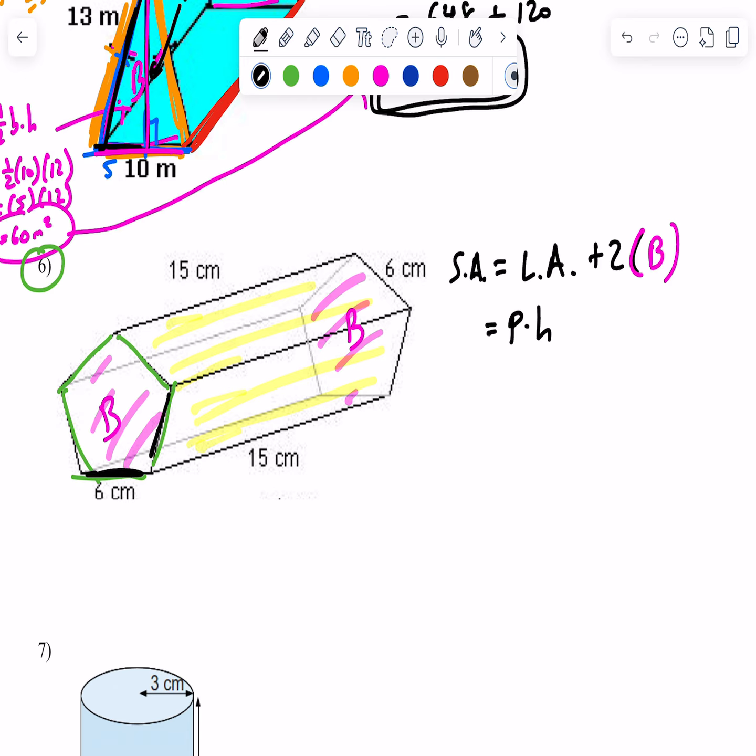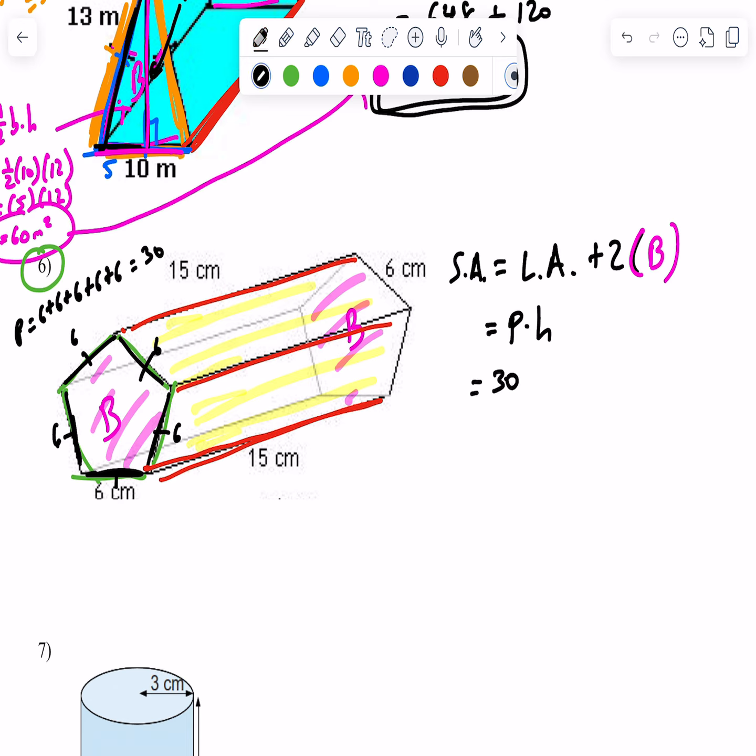So this is 6, 6, right? These are all, remember, we can assume these are all the same. Everything here is a regular polygon. So we have 6, 6, 6, 6. So our perimeter is 6 plus 6 plus 6 plus 6. Basically 6 times 5, right? 6 times 5, we're going to get 30. 30 centimeters. How high is that stacked up? Our height, what's the distance between them? It is 15, right? Each of these are 15. So our lateral area is going to be 30, the perimeter, times the height, which is 15.